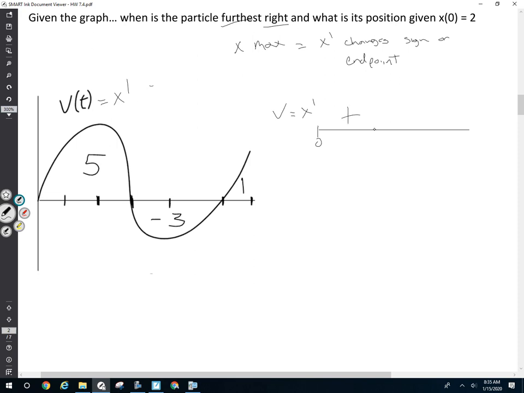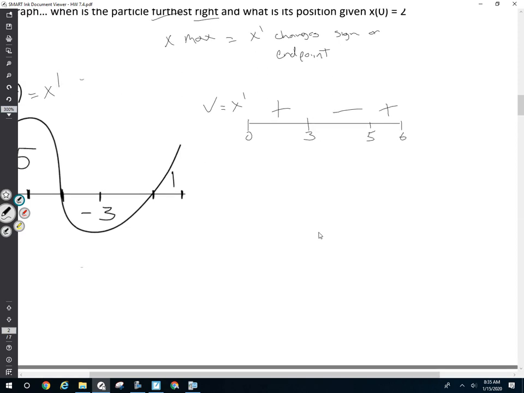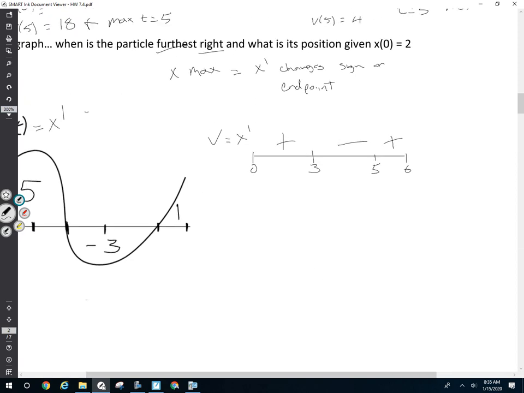They are positive until 3. They are negative till 5. And they are positive until 6. Okay? So that's telling me my position, since you can look at the velocities, I'm going to the right, and I'm going to the left, and I'm going back to the right. I immediately can say, okay, my possible maxes when I'm furthest right are at 3 and 6.